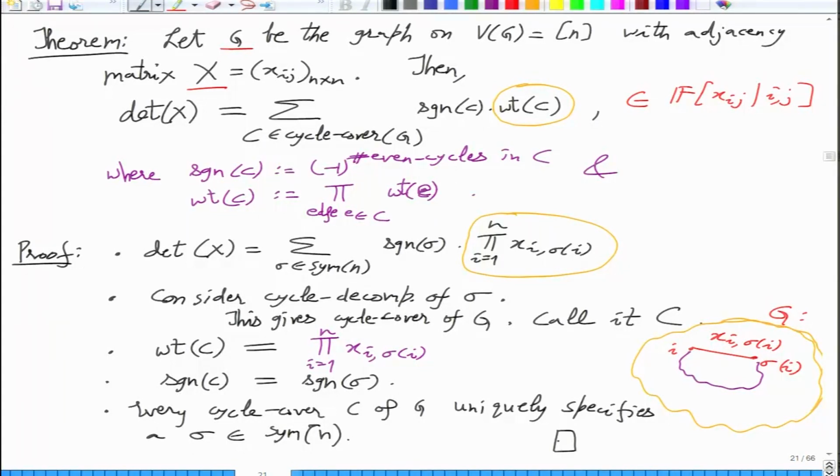Okay, so this sum over cycle covers gives you all the permutations. So basically, there is a bijection between cycle covers and permutations, and under this bijection, the weight of C and the weight of sigma, the monomial, are the same. So that means that the determinant is exactly this, the two sums are the same. Is that clear?